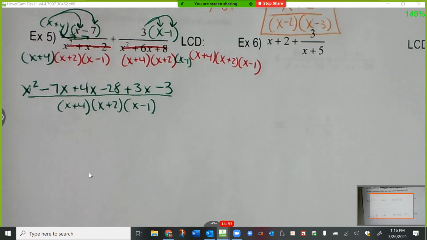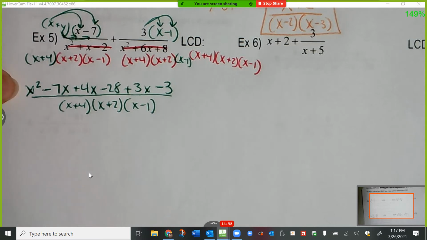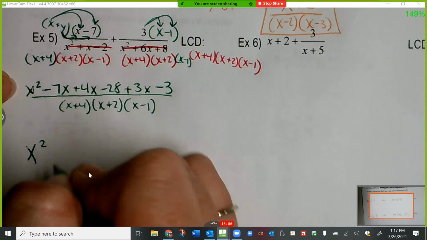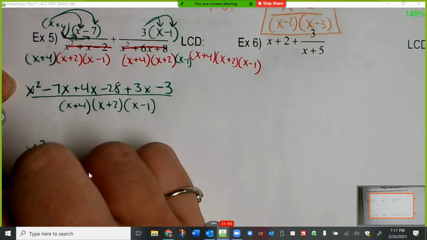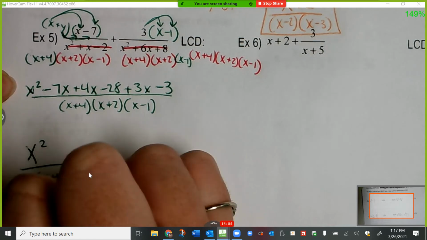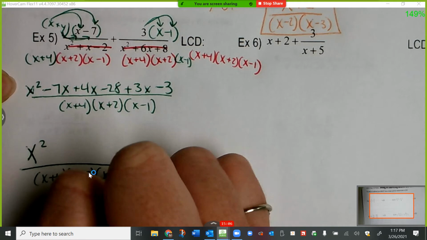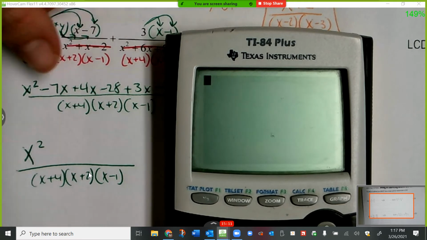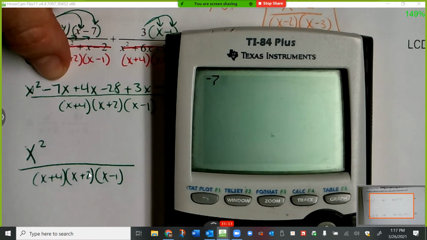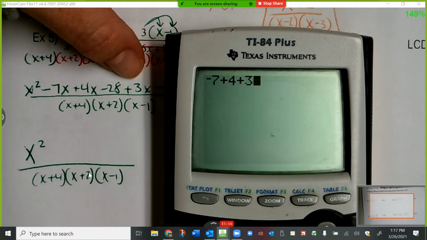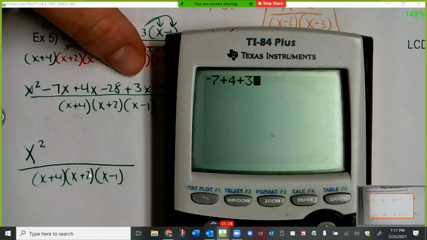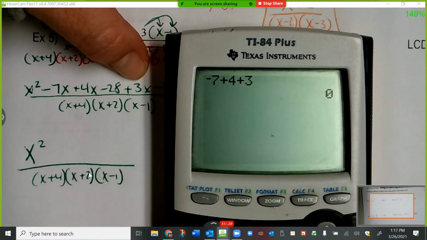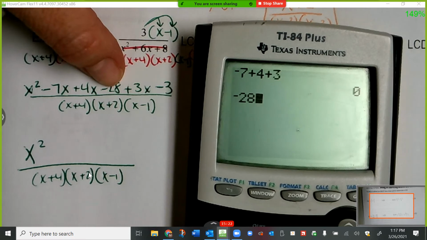So now we're going to combine like terms. Are there any other x squareds? No. So if you get stuck on the top combining your like terms, you can type them in your home screen without the x. So negative 7x plus 4x plus 3x is 0x, so it's gone. And then negative 28 minus 3 is negative 31.